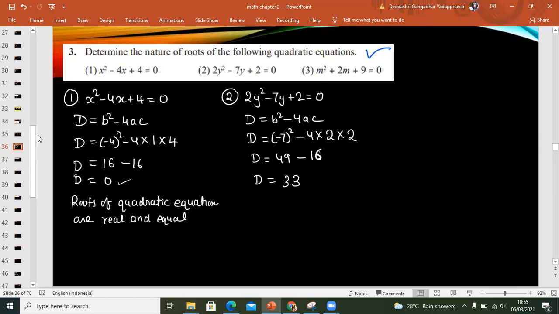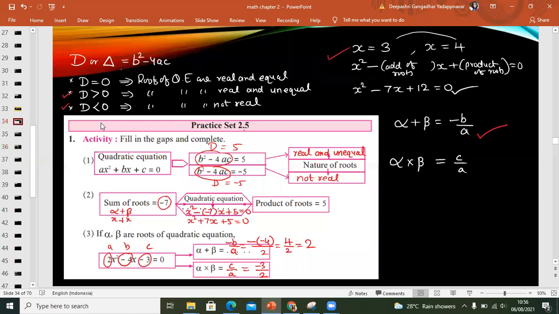Here it will be positive sign since the bigger number is positive. So D is equal to 33, that means D is greater than 0. So we can write roots of quadratic equation are real and unequal. Okay, so we are following this using these formulas. Okay, so this is the part we are using here to solve this question.